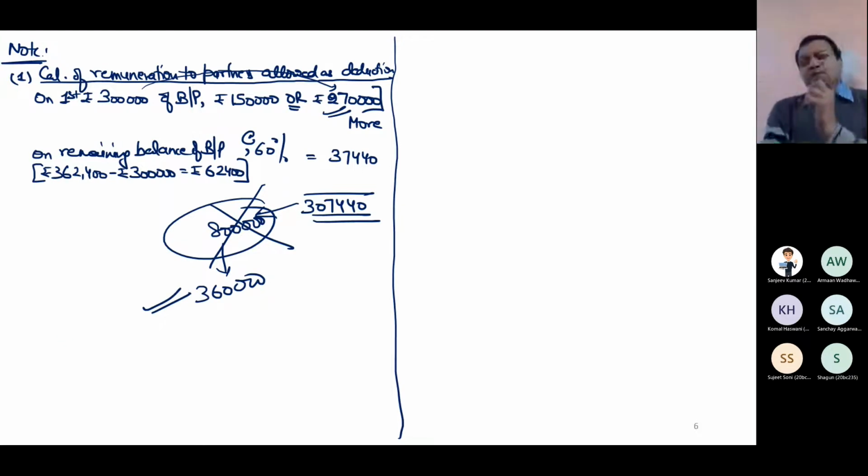But always compare your remuneration as per deed with remuneration as per book profit concept, and whichever is lower is allowed as deduction, because the book profit concept has used the word maximum. So I will deduct 3,07,440. This is the maximum which the income tax department assumes as valid remuneration.